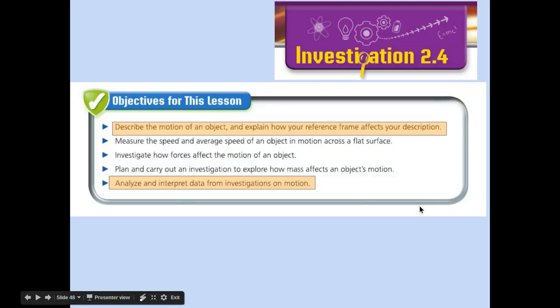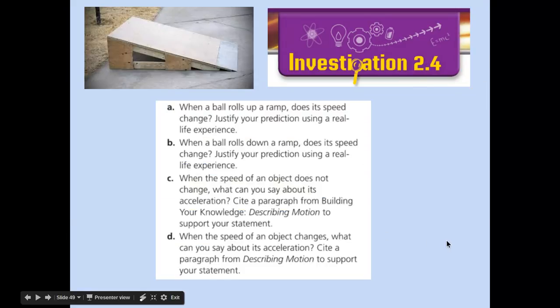And then we're going to be doing Investigation 2.4 today, which is Listening for Speed. And we're going to be describing the motion of an object and explaining how our frame of reference affects the description, and also analyzing and interpreting data from the investigations on motion.